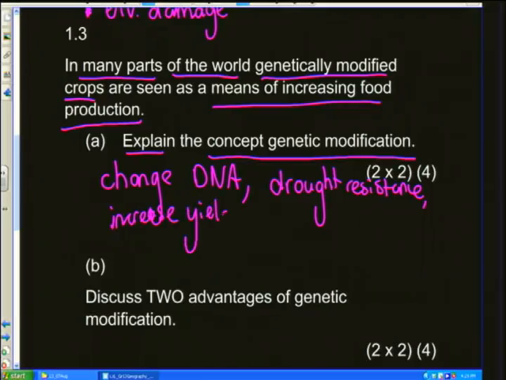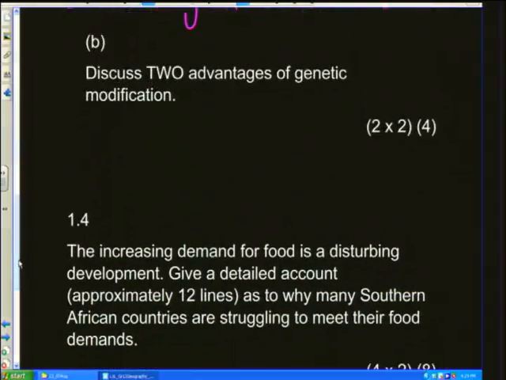And we're also trying to make it more nutritious in certain cases. All right. Second part of that question. You have to discuss 2 advantages of genetic modification. Now, I mentioned 1 or 2 of those already. Okay, so we just need to discuss in a sentence. Don't just write phrases there.